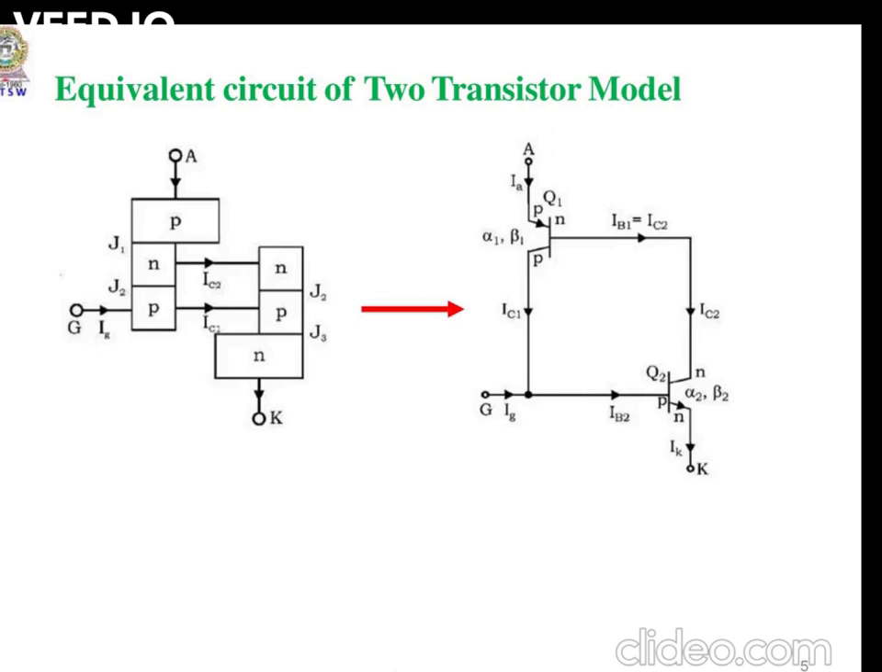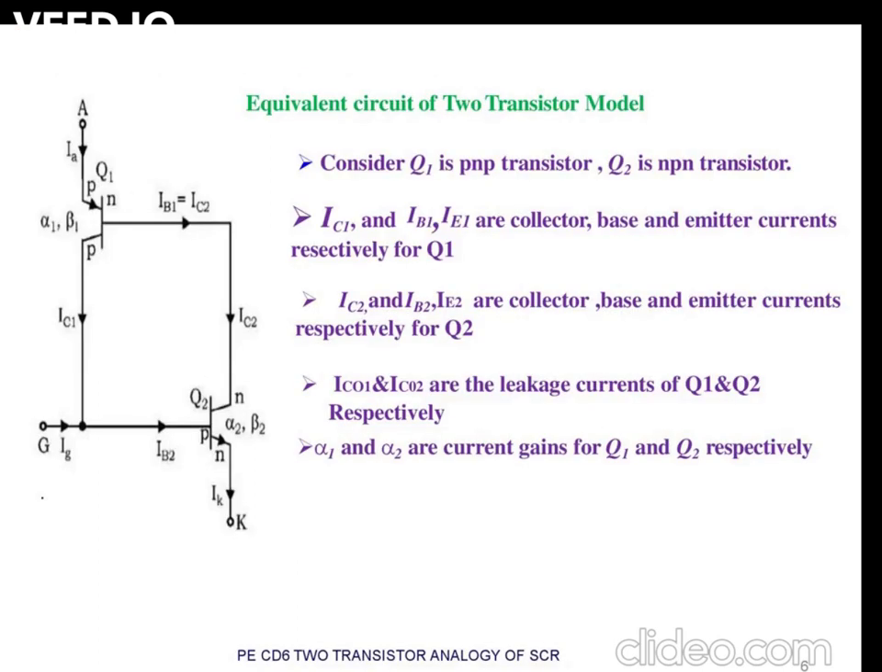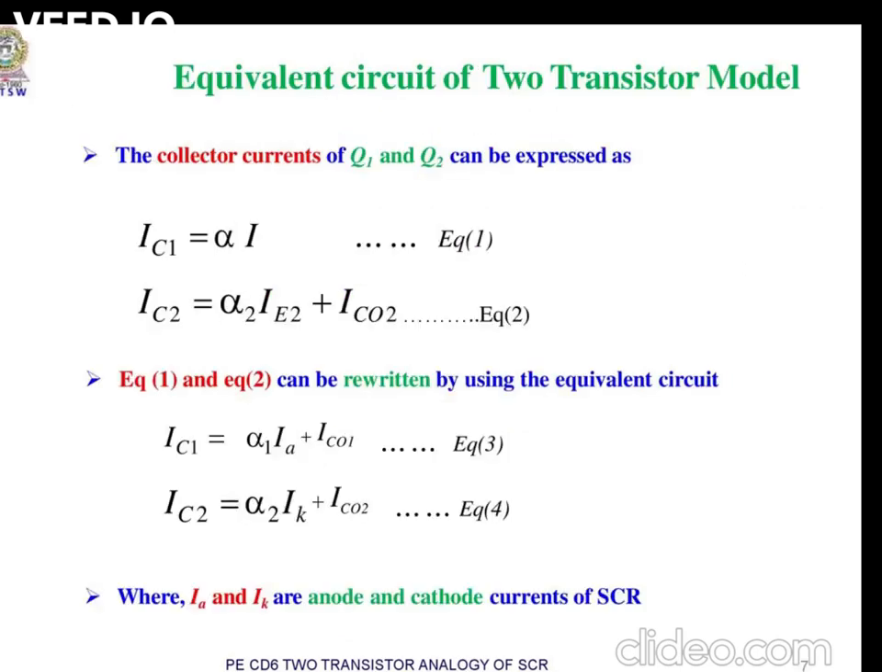Between the J1 J2 junctions two currents flow, that is collector current 1 and collector current 2, that is the cathode. In this equivalent circuit of the two transistor model, we consider the first transistor as Q1. It is a PNP transistor. PNP means the emitter arrow points toward the junction, and NPN means the arrow points outward from the junction. The second transistor is Q2. There will be collector current flow from Q1 to Q2.